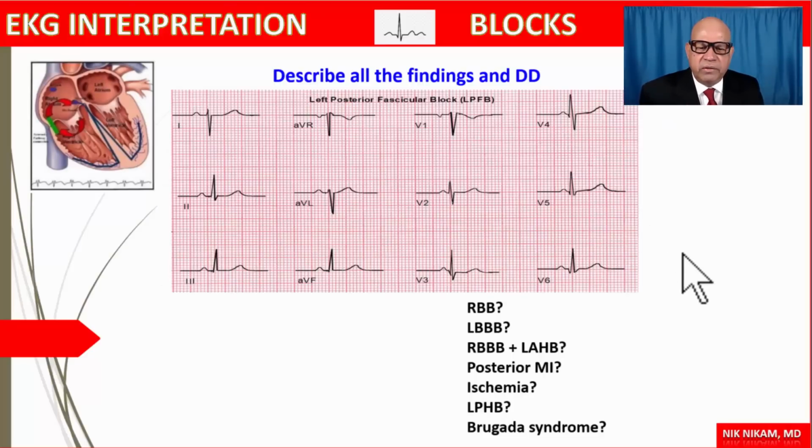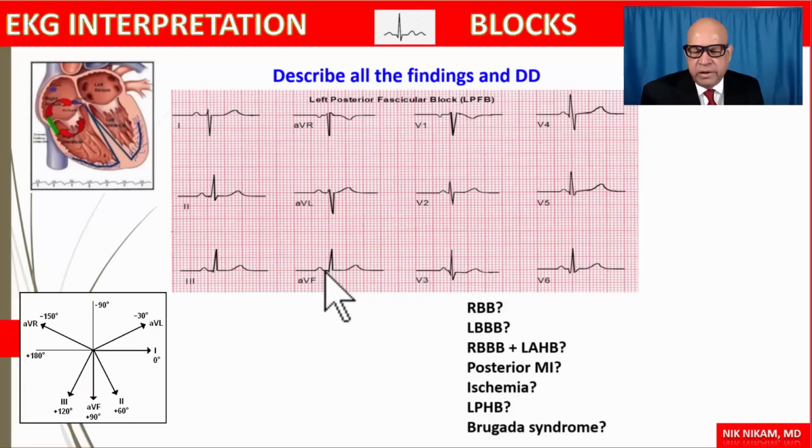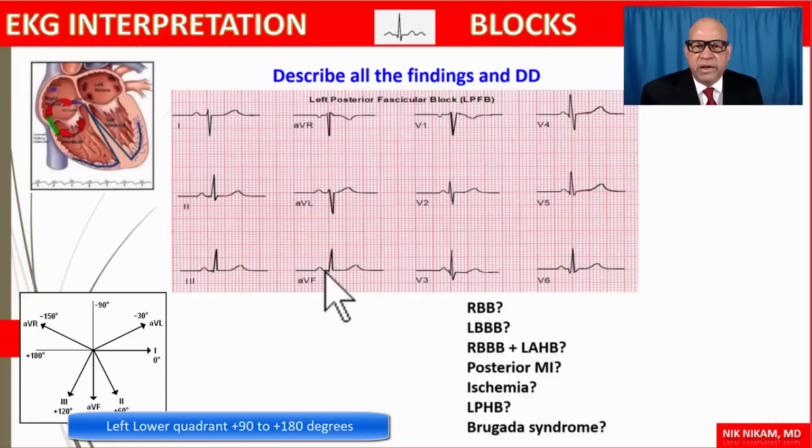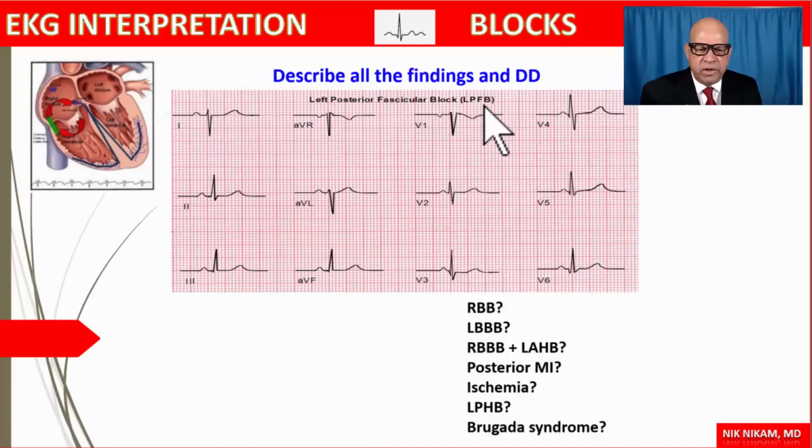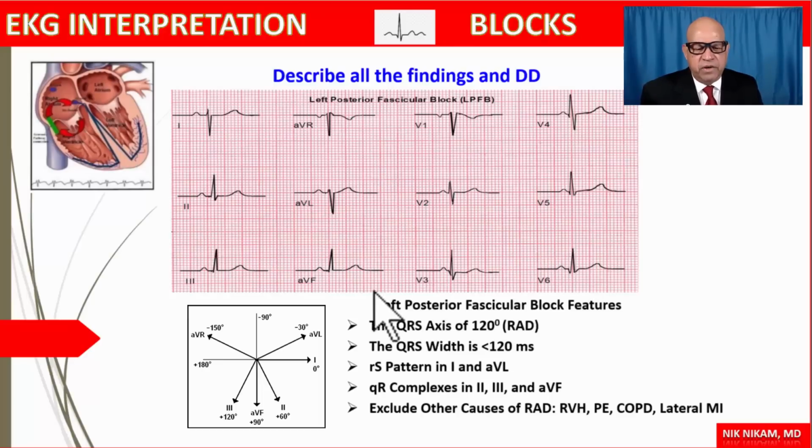Okay, what do you see here? Here we see a negative deflection in lead 1 and a positive deflection in lead AVF. That means this is in the lower quadrant of the electrical axis, which suggests right axis deviation. So this is a patient with left posterior fascicular block. Other than that, we don't see any significant right bundle branch block or left bundle branch block features in this tracing. Left posterior fascicular block features include a QRS axis of plus 120 degrees, which is right axis deviation.